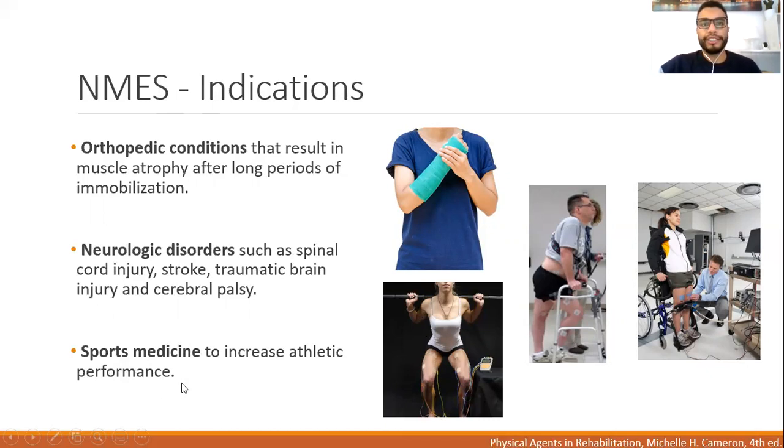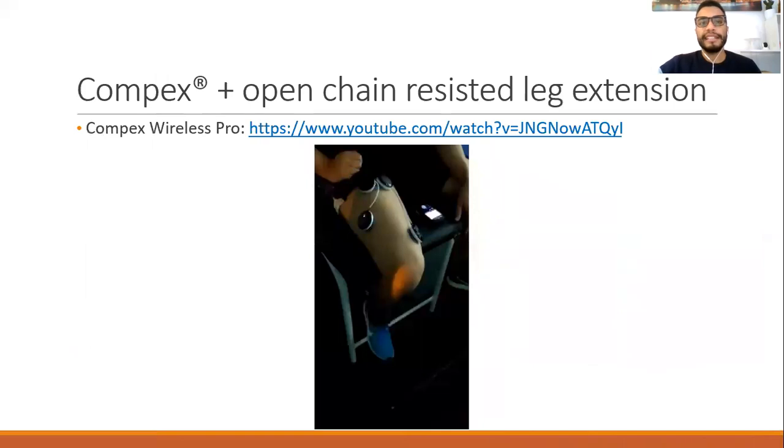Other fields such as urology as well, it has been demonstrated effective to treat urinary incontinence, because it can also strengthen the pelvic floor muscles. This is an example of Compex. This is a brand, the Compex. Compex is electrical stimulation where we don't have cables. This device is wireless, and this is a quadripolar application to the quadriceps.